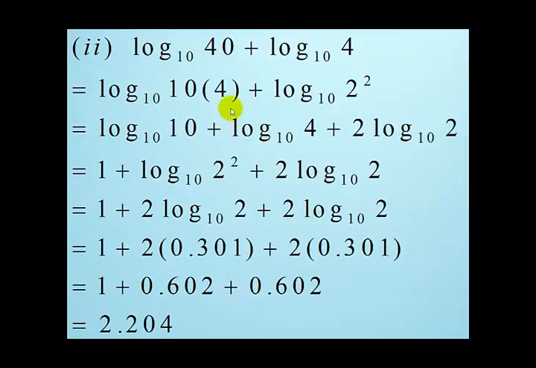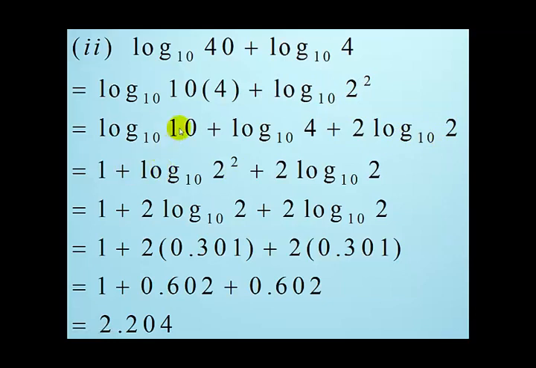Now log 40 to the base 10 plus log 4 to the base 10. 40 can be expressed as 10 times 4. And 4 can be expressed as 2 squared. Now 10 is multiplying 4. So according to the first law, if you want to split the log, we have log 10 to the base 10 plus log 4 also to the base 10. And according to the third law, the exponent 2 can take its position before the logarithm. So we have 2 log 2 to the base 10.